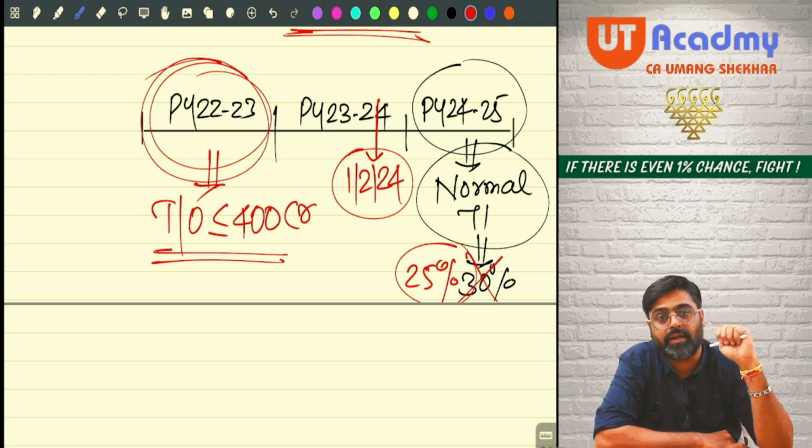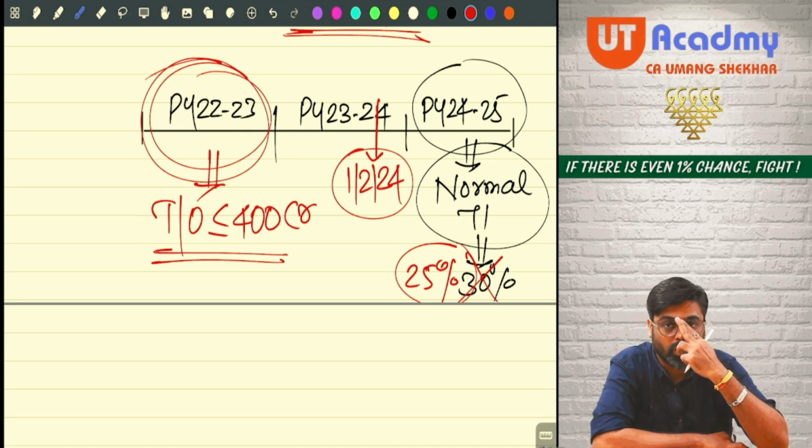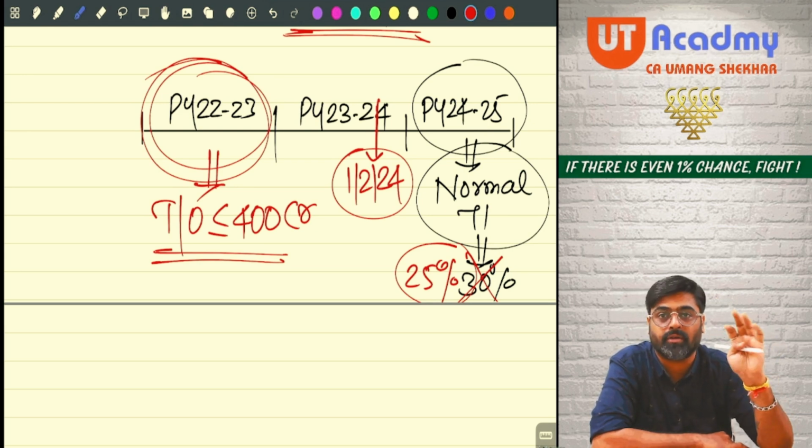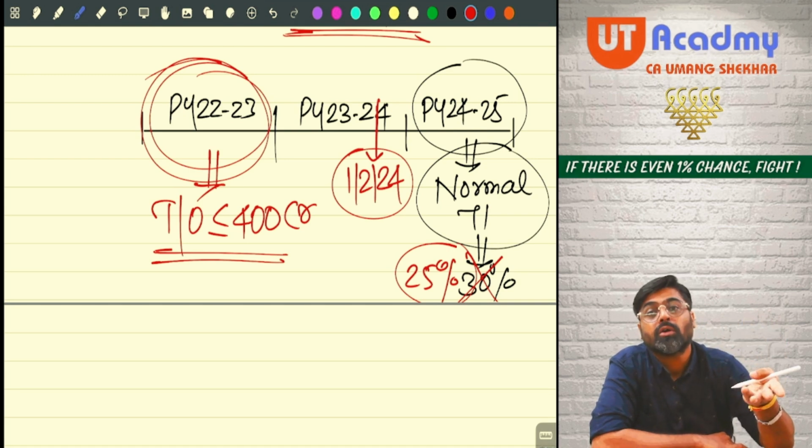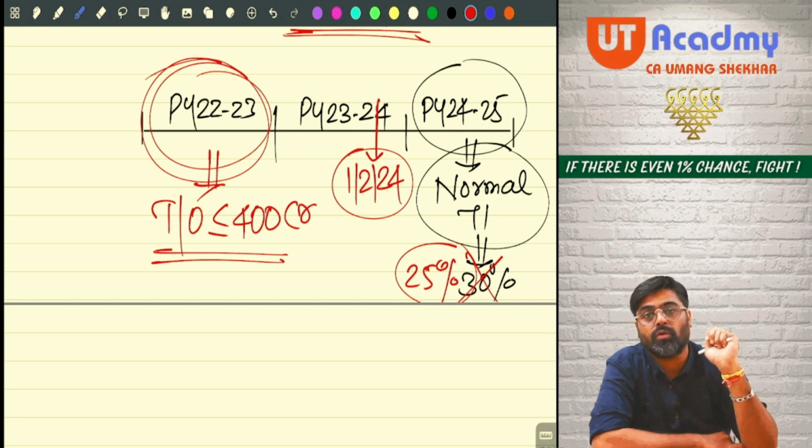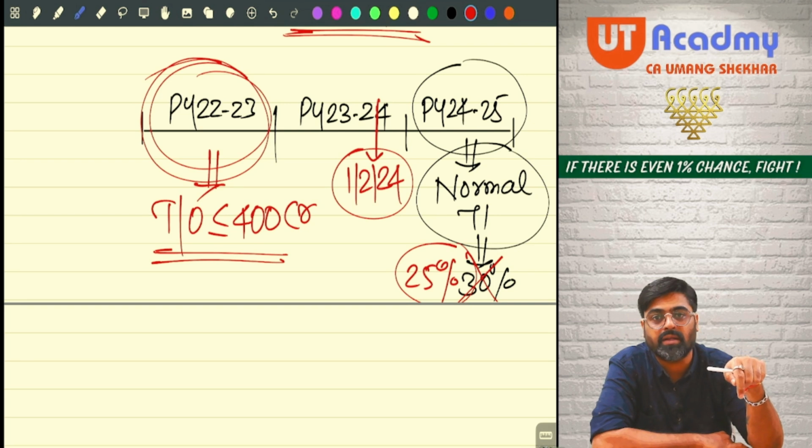What about the tax rates for cooperative societies? Slabs are given, but no basic exemption limit. First 10,000, 10%. 10,000 to 20,000, 20%. Any normal total income over and above 20,000 will be taxable at 30%. What about a domestic company? Tax rate is 30%. But if the turnover of the domestic company during the previous year 22-23 was 400 crores or less, then for the domestic company this year the tax rate will not be 30%, it will be 25%.